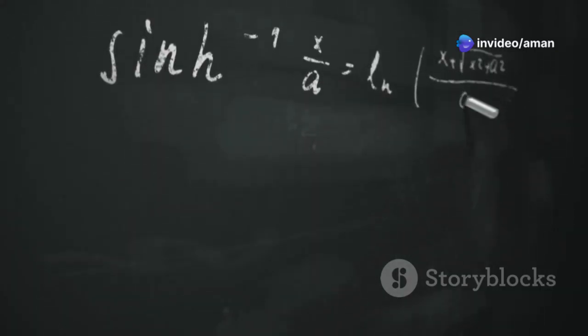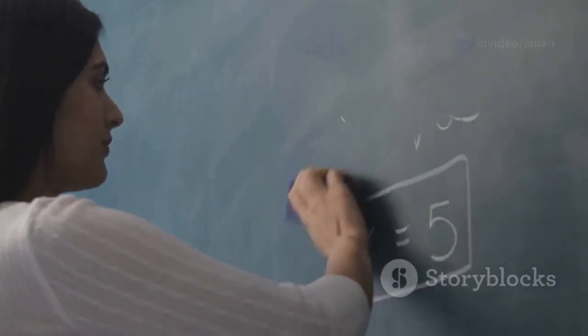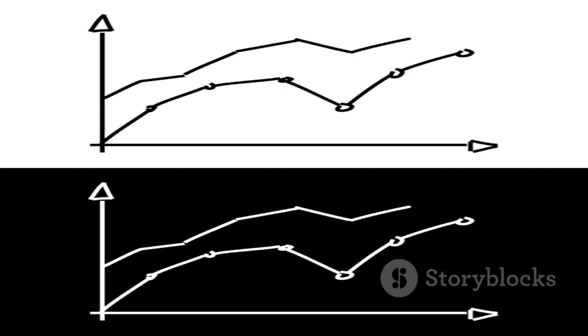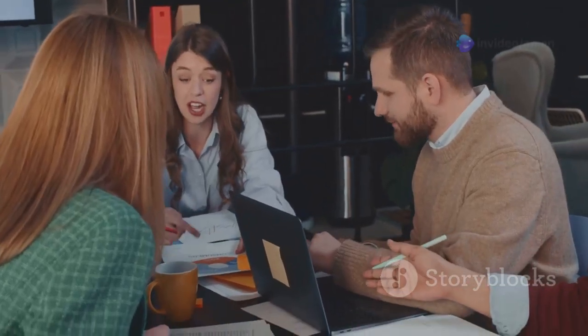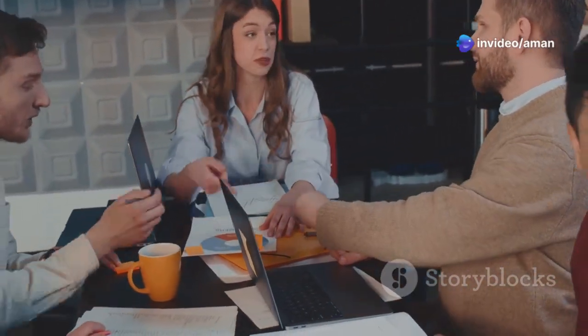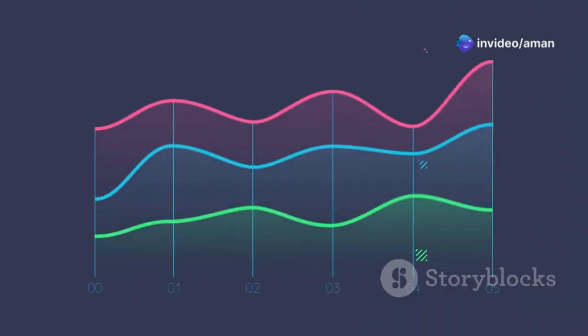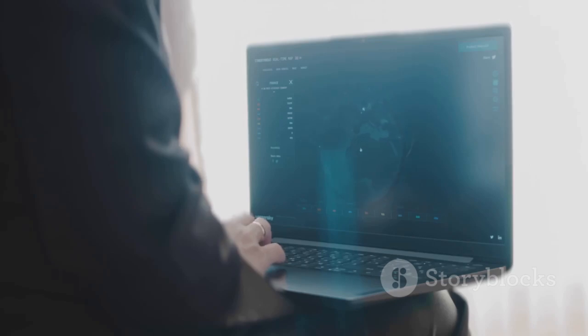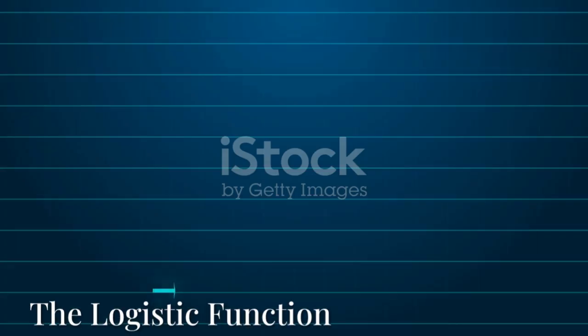One of these scientists was Pierre-François Verhulst. He developed a mathematical model to describe this growth. He called it the logistic function. This function later became the foundation of logistic regression. Over time, statisticians realized that this function could be used for more than just populations. They could use it to predict the probability of an event happening, and so, logistic regression was born.